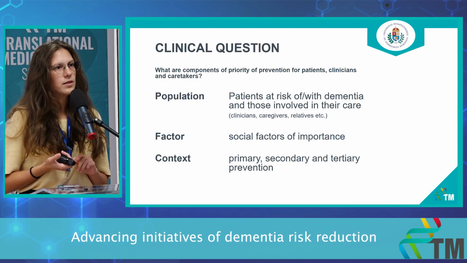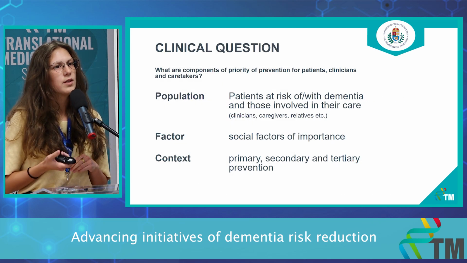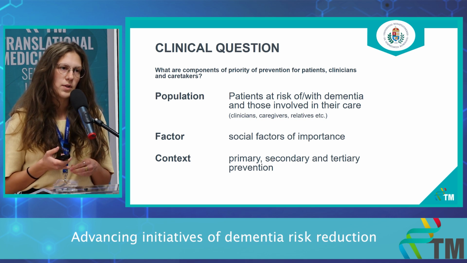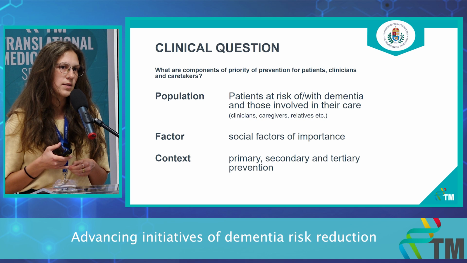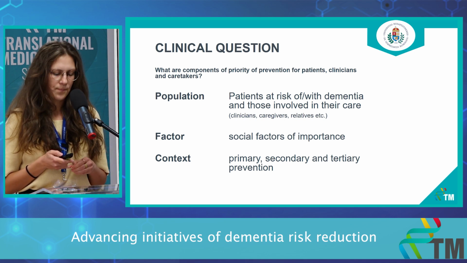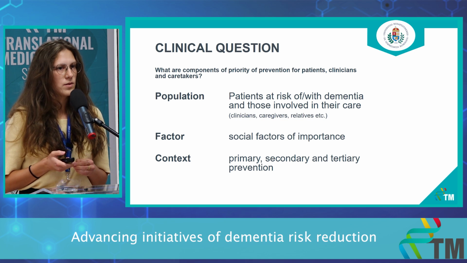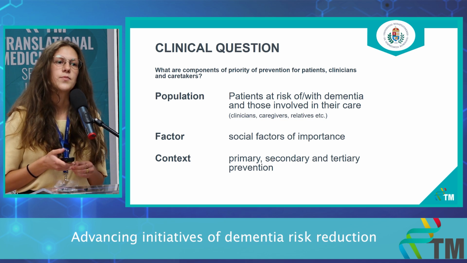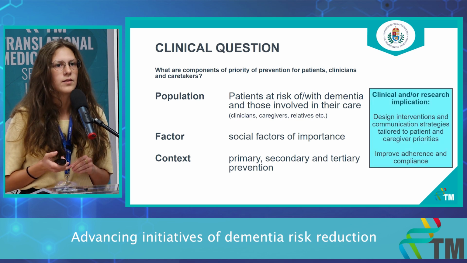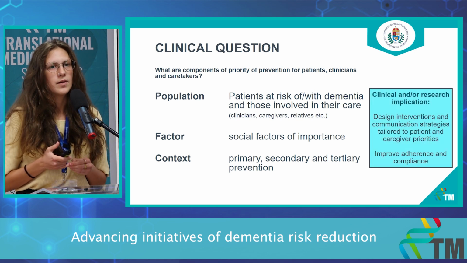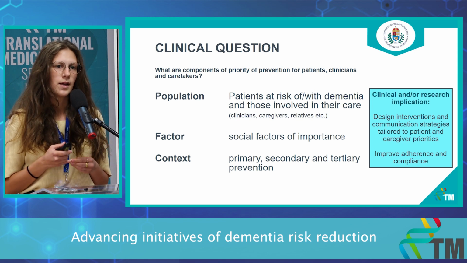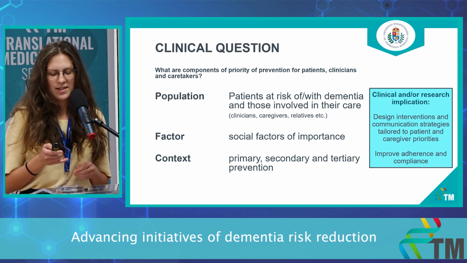Our clinical question is, what are the components of priority of prevention for patients, clinicians, and caretakers? Our population would be patients at risk of dementia or with dementia and those involved in their care. The factor would be the social factors of importance, and the context is primary, secondary, and tertiary prevention. The clinical and research implication is to design interventions and communication strategies tailored to patient and caregiver priorities, and to improve adherence and compliance.